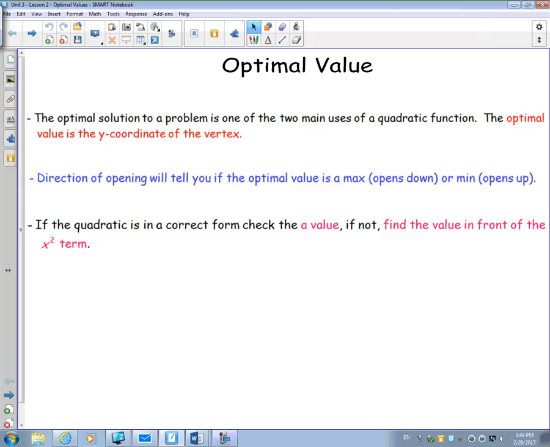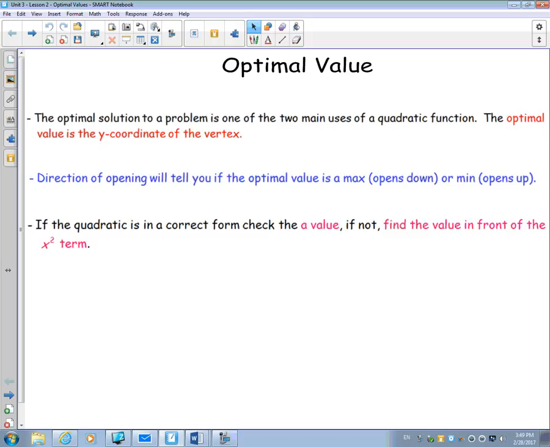In this lesson, we'll be looking at optimal values. That's often one of our important solutions to a problem. We want to optimize something, find the best solution. Really what it means is you're trying to find the maximum or the minimum of a quadratic, which is located at the vertex, in particular the y part of the vertex.